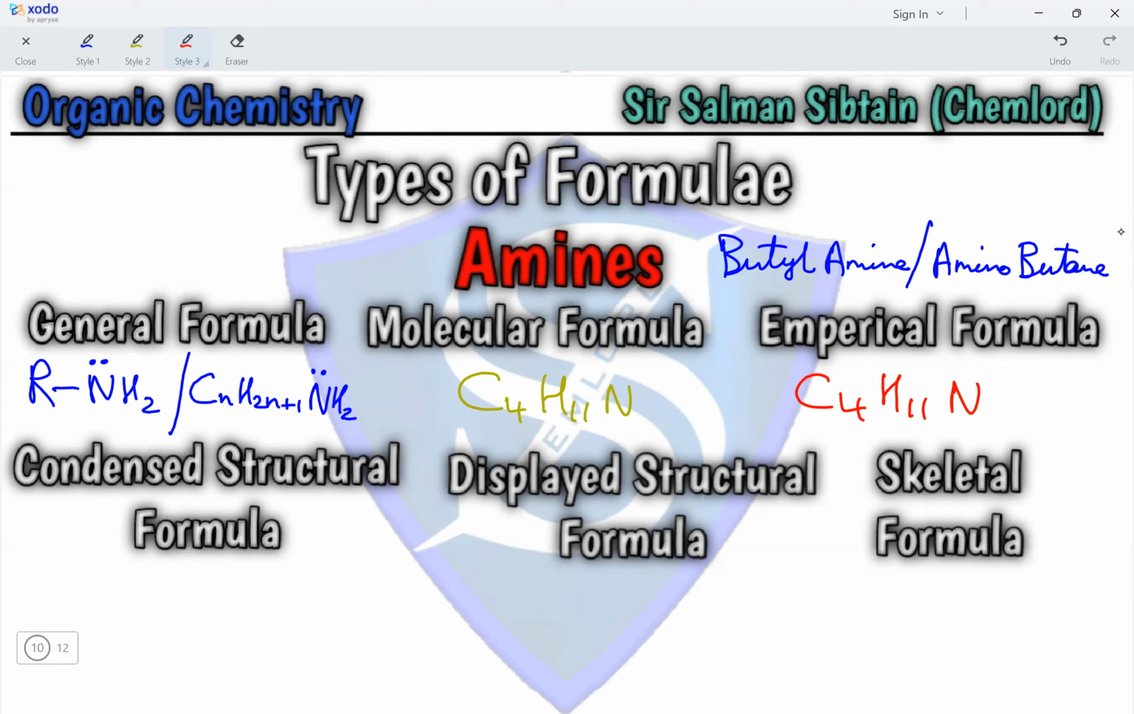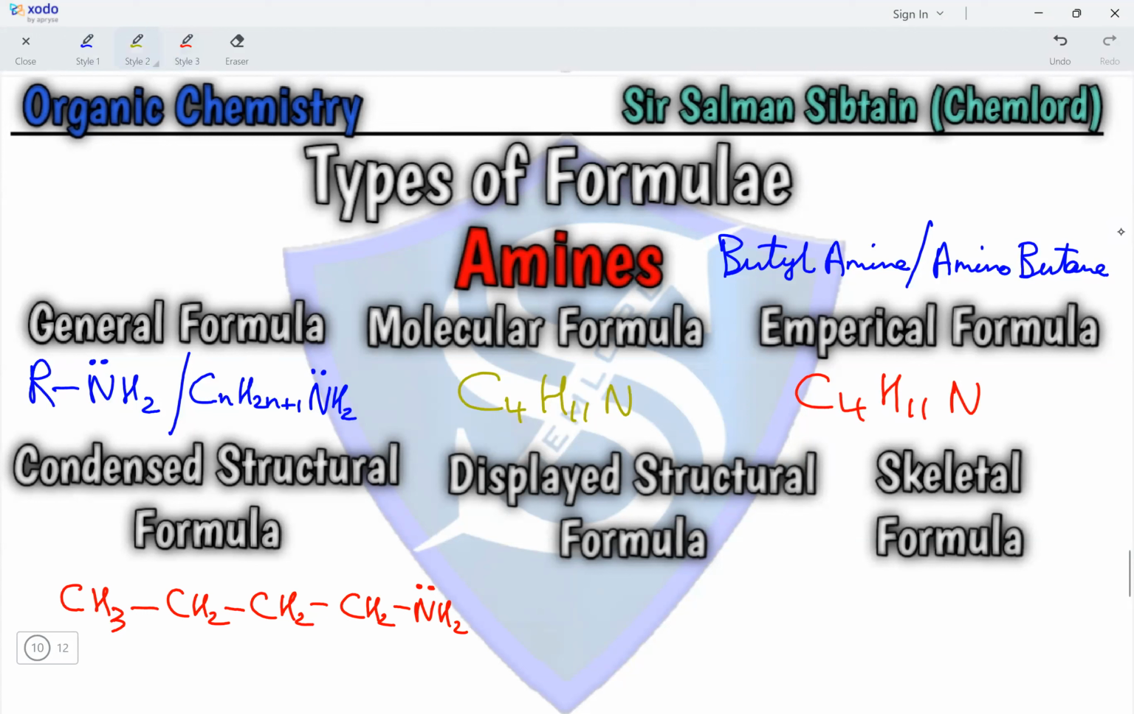C4H11N becomes the molecular formula as well as the empirical formula of aminobutane or butylamine. In order to draw the condensed structural formula, we would have four carbon atoms in a straight chain with hydrogen atoms attached to them. So that would be CH3, CH2, CH2, and another CH2. And then finally, we would have an NH2 group placed at the end in order to form the amine.